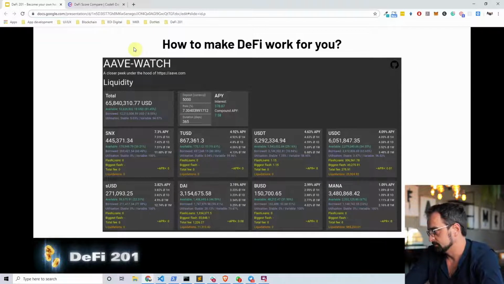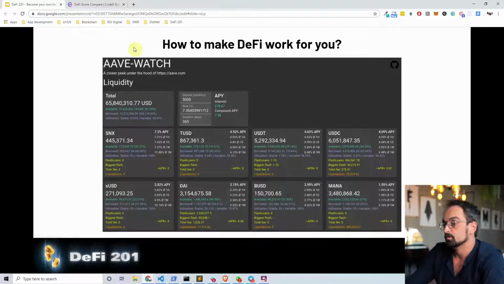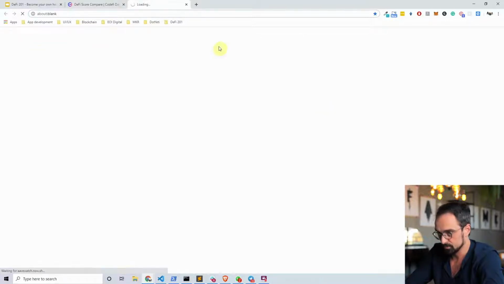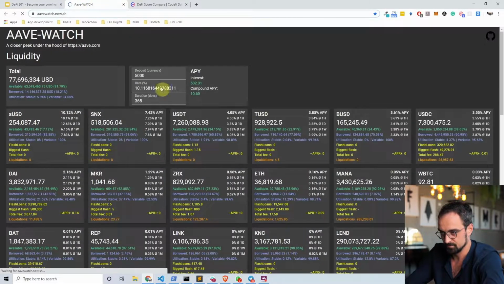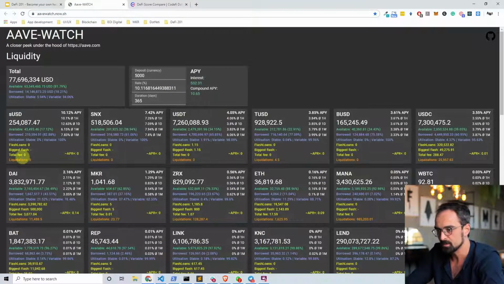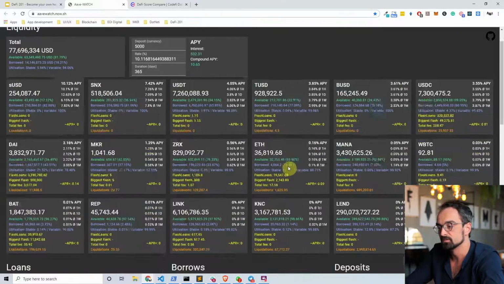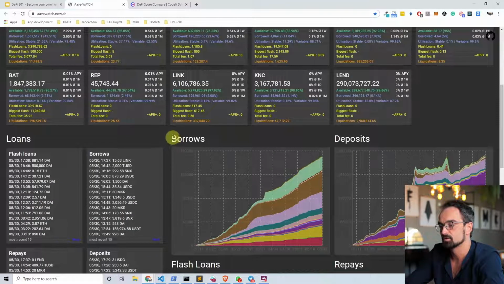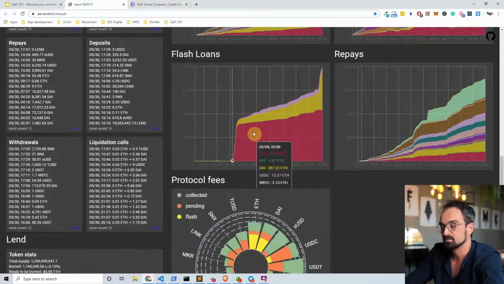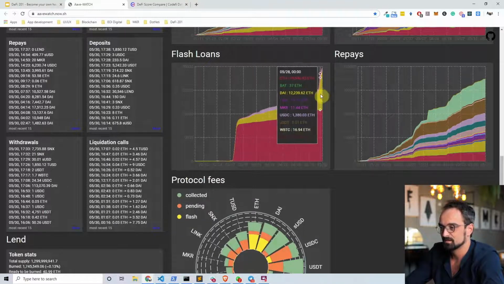All right. So then we can also look at the Aave statistics. This dashboard we already used in some different videos as well. Here we have a really nice overview, and we can see a lot of different data sets of the different yields per asset. We can see how much people borrow, how much people deposit, and how many flash loans are going on.